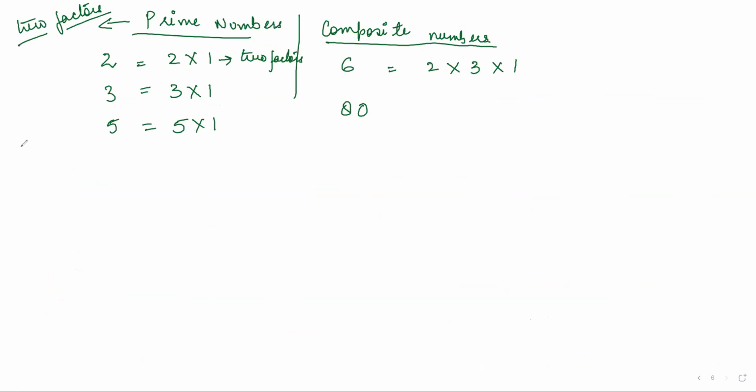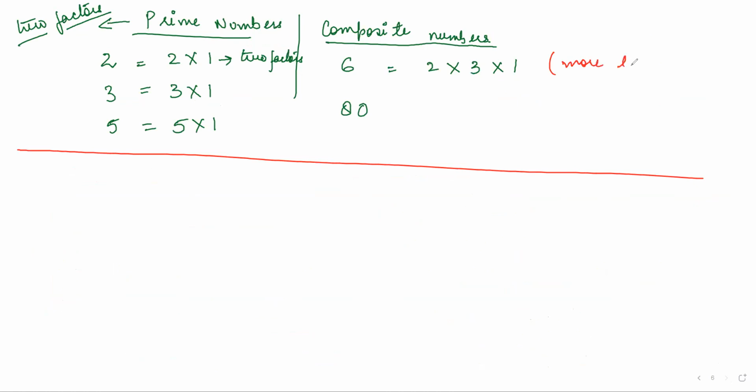Right, so this was the difference between composite and prime. You can write more than 2 factors here. Prime numbers have only 2 factors. Composite numbers have more than 2 factors. Okay, what about 1? Is it a prime number?